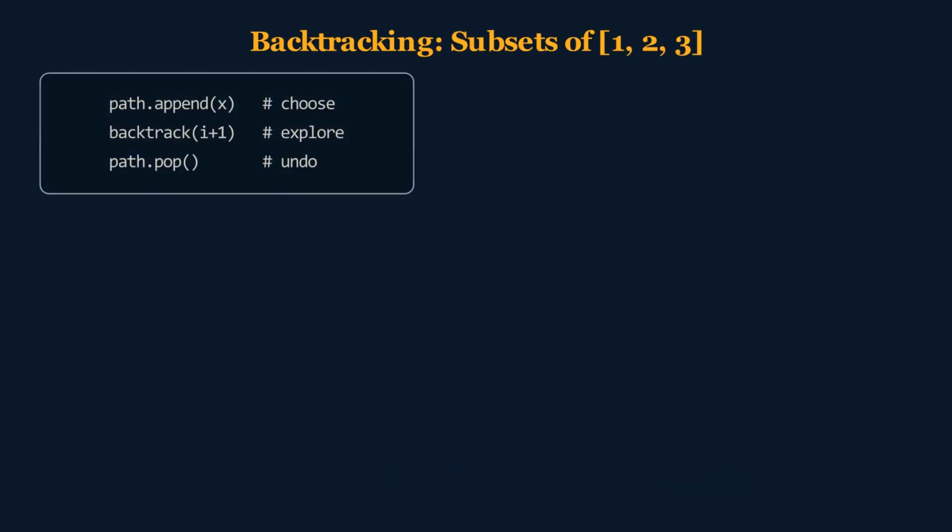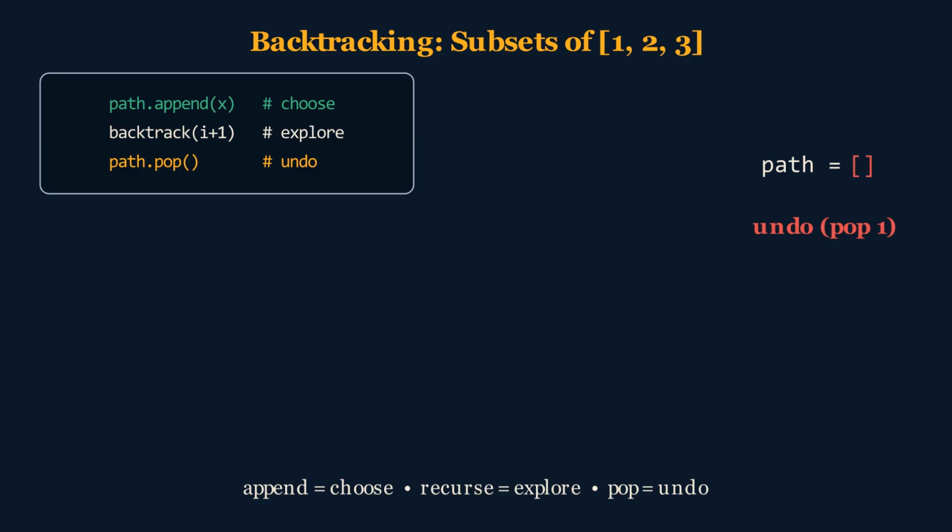Let's generate every subset of 1, 2, 3. For each number, you have 2 choices. Include it or skip it. Start with an empty path. Choose 1. Choose 2. Choose 3. That's a full subset. Now we undo. Pop 3. From here, skip 3. That's another subset. Pop 2, and this time skip 2, then choose 3 to get 1, 3.